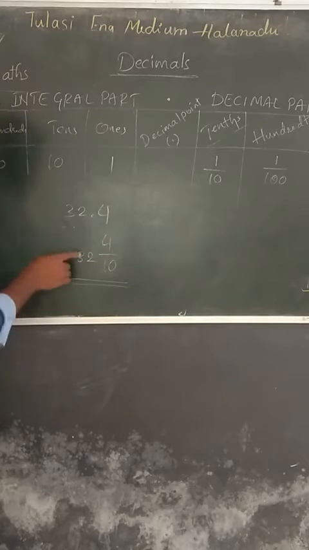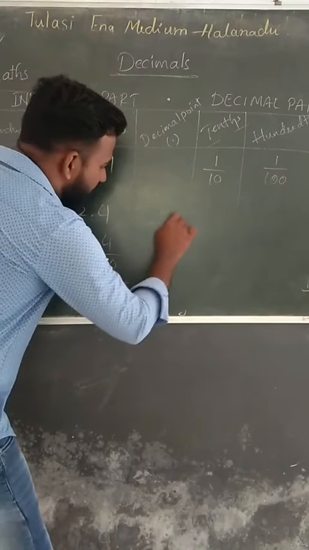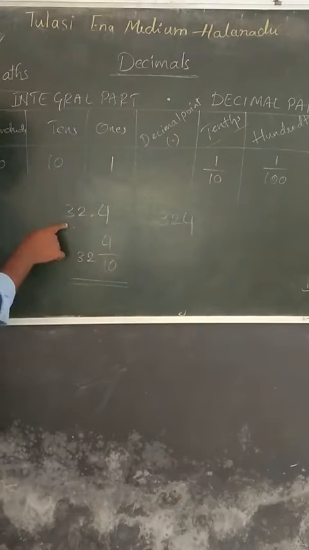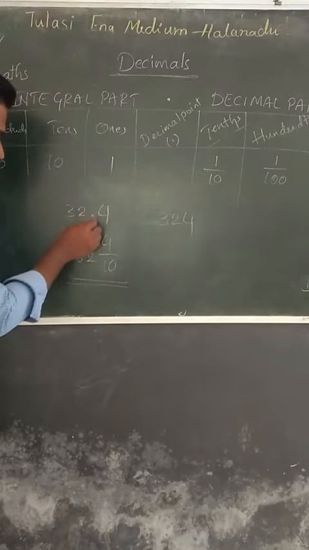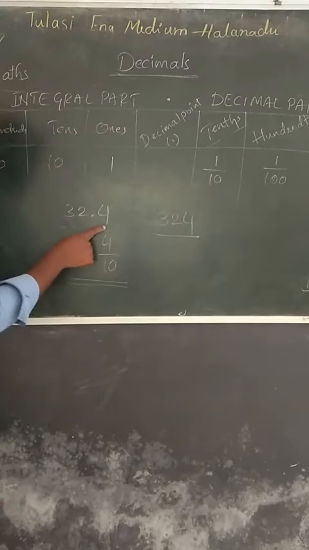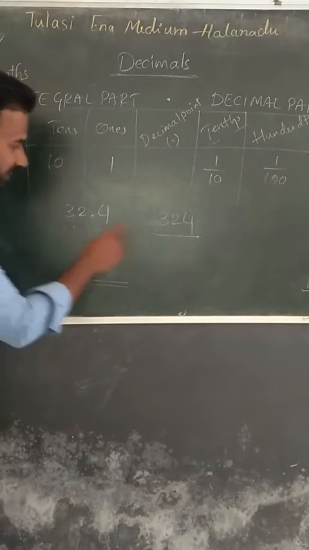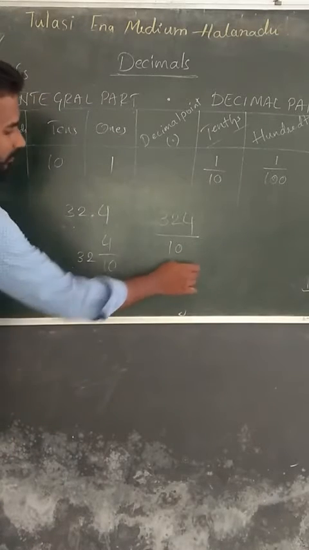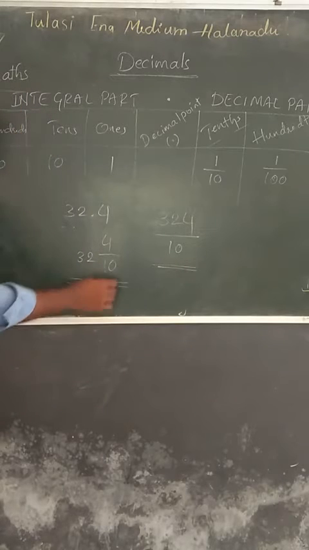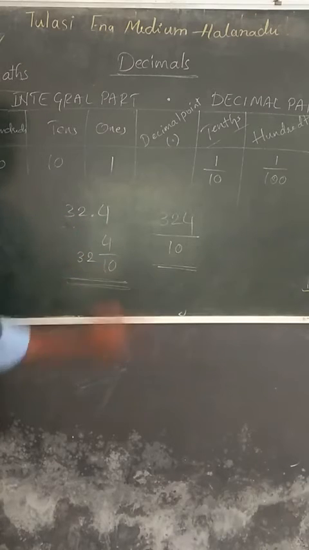So 32 whole 4 by 10 you can write, or write all the numbers excluding the decimal point. Forget the decimal point and write the last, I mean smallest, place. So 4 is in the 10th place, 324 by 10. Or easily you can write 32 whole 4 by 10. 32 whole number, 4 is in the 10th place. That's it.